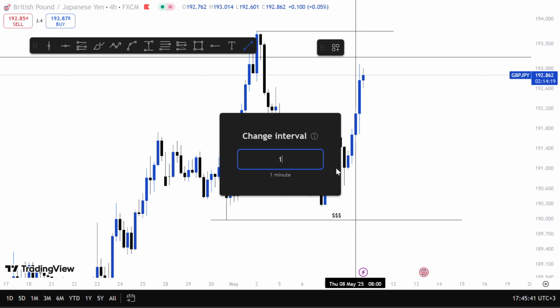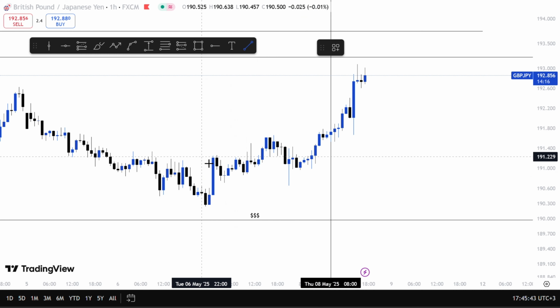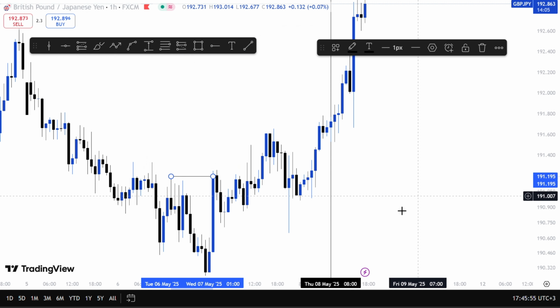Okay, let me just show you the change of character on the lower time frame. But you know, from years of trading, if I look at candles, I just know that the market on the lower time frame has changed character. So actually the change of character you see on the 1 hour time frame.